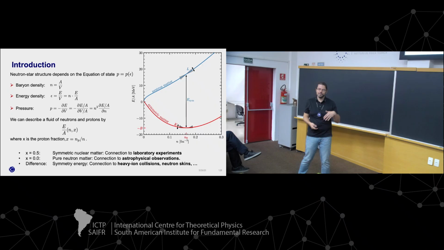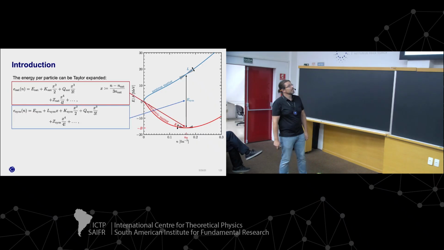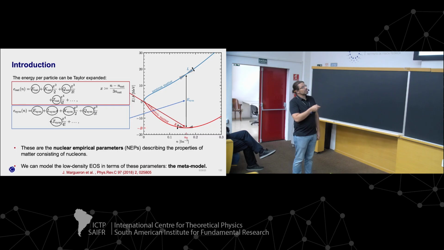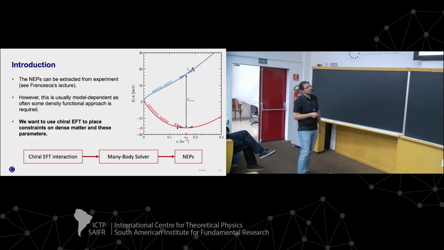We have these two systems, symmetric matter and pure neutron matter, and the difference is the symmetry energy. And then we can describe it in terms of these parameters and model the equation of state in terms of these parameters. And if we want to use our microscopic theory to calculate these systems, we will use some solver to calculate either these parameters or basically these curves directly.